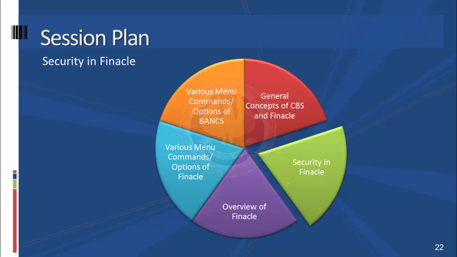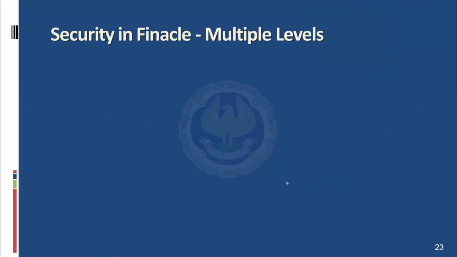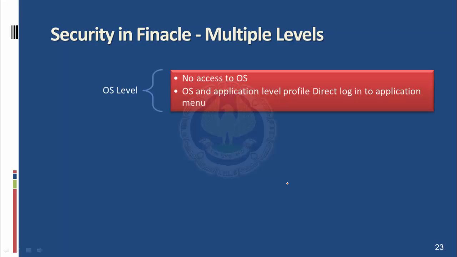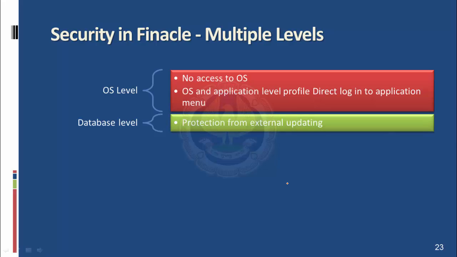Let's come back to security aspects in Finacle. There are multiple levels of security, that is OS level, where access cannot be made to the operating system. It's more like a physical access control, a system control, where the moment you switch on your system, it will ask for a password. That is OS level. And once you are into the system, you may go into the database level. There are again database level protections where unauthorized persons cannot enter into the database levels.